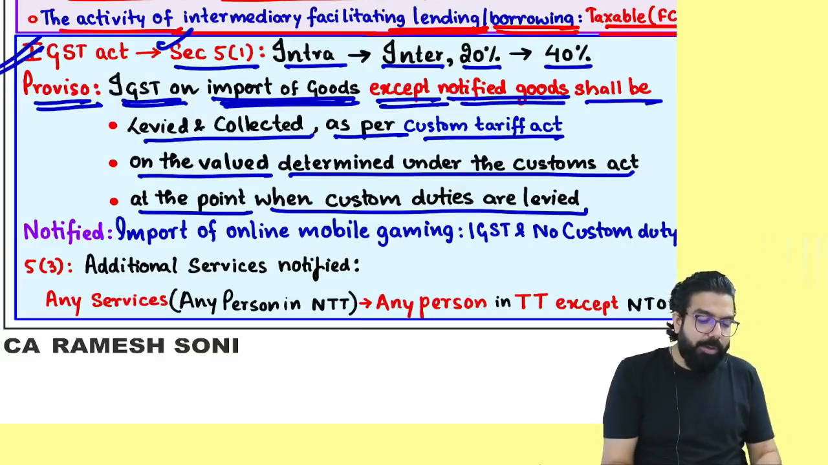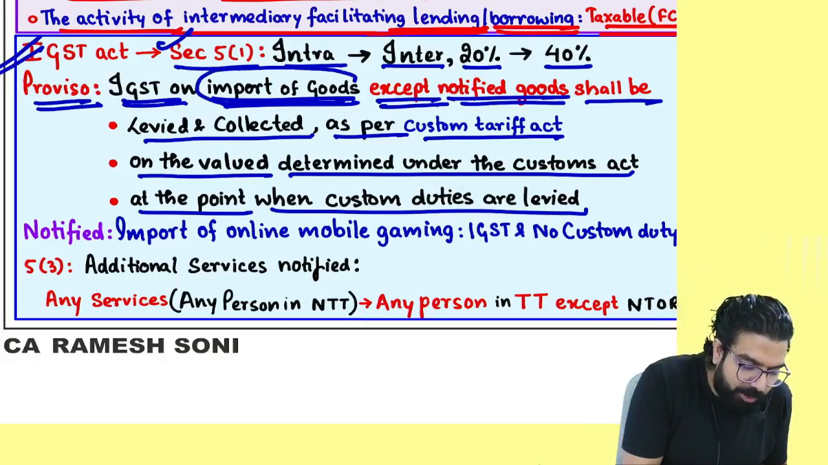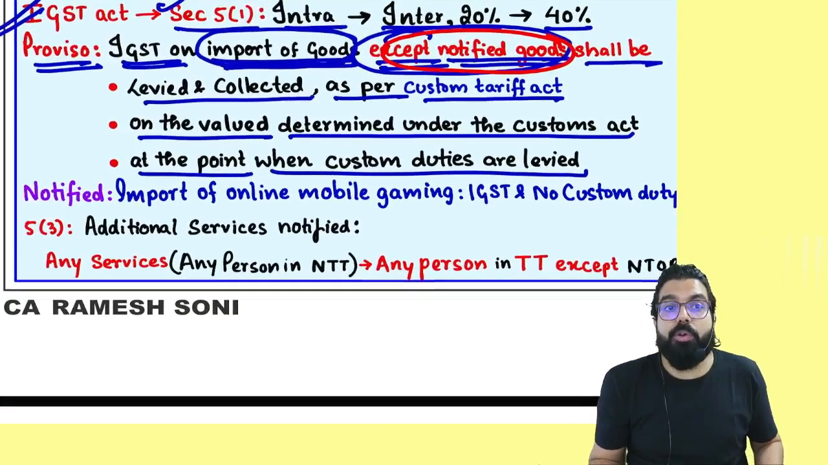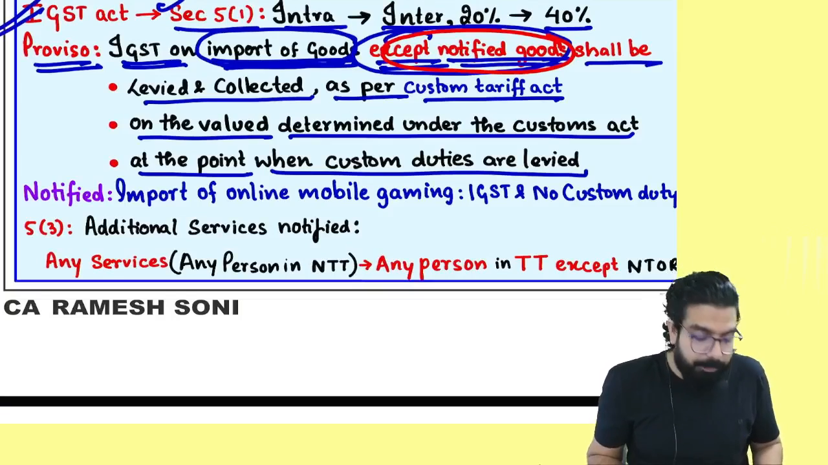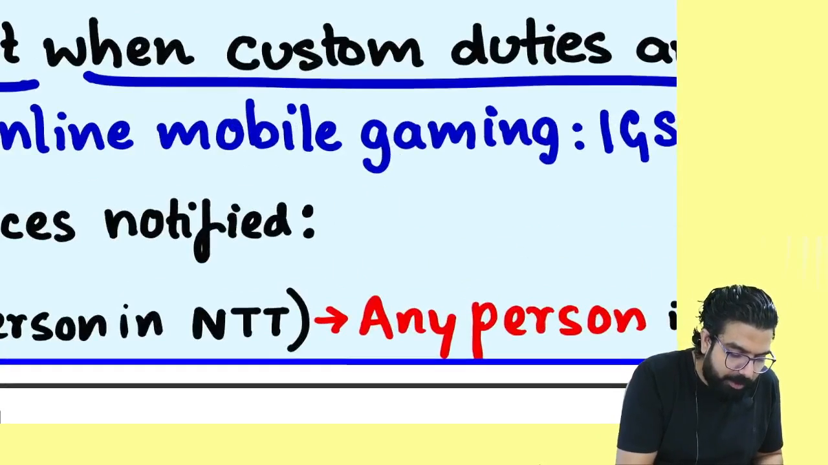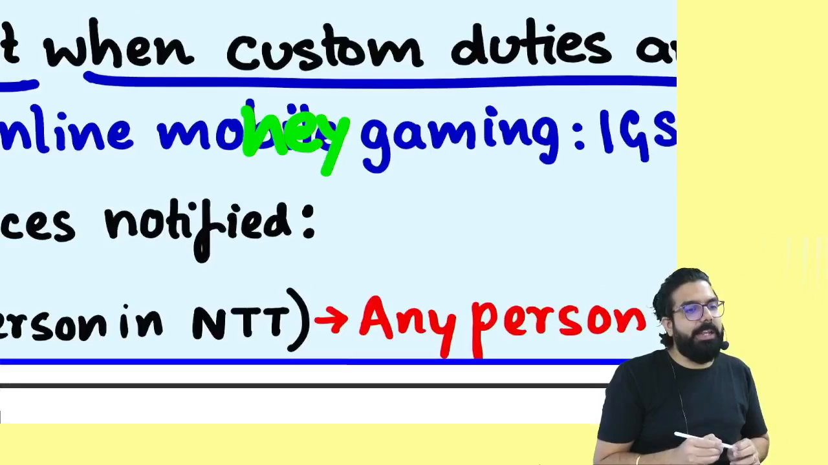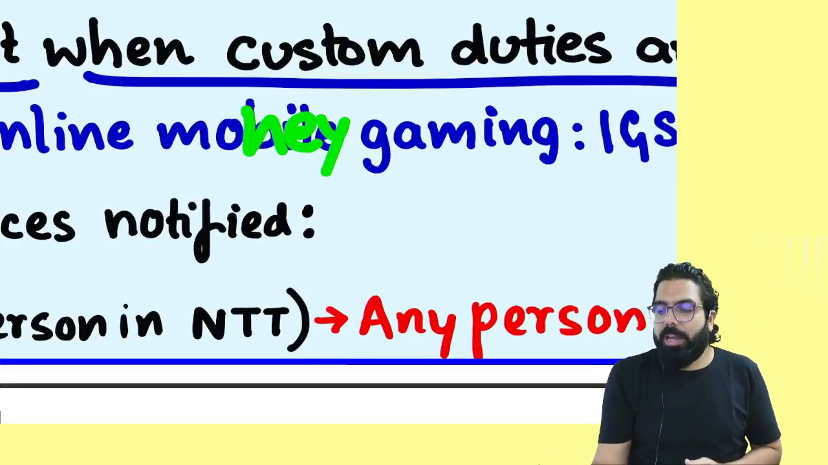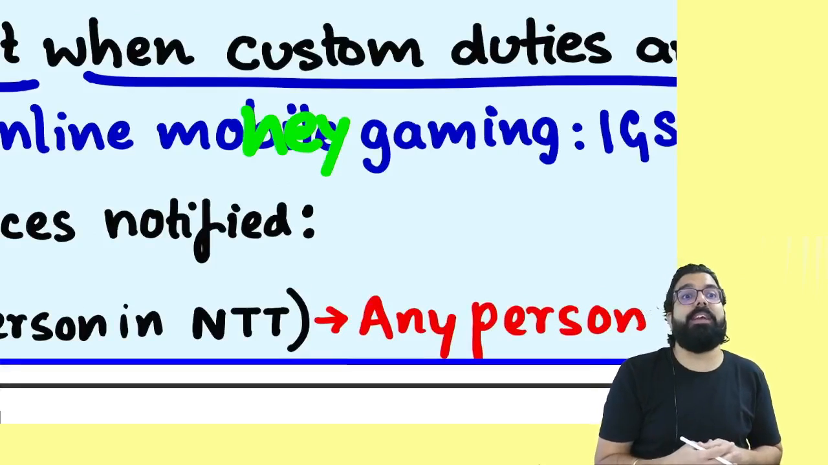Next, everyone over here. See, they told importation of goods except notified goods. Why did they tell except notified goods? Because, you know, actionable claim, online money gaming. People, you have to write over here, online money. This is not mobile, this is money. Write over here, online money gaming. People, online money gaming is an actionable claim, right everyone? Online money gaming is an actionable claim.